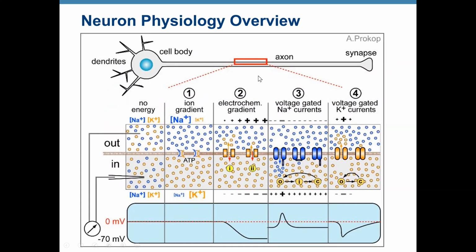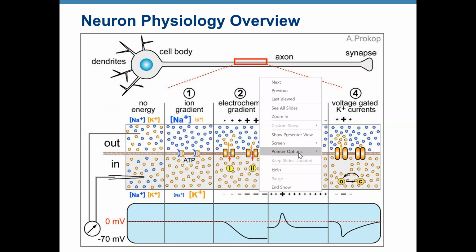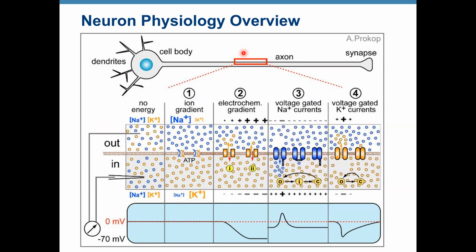Now, here we're looking at part of the axon, and this is inside the axon, and this is outside. If we have the same concentration of sodium and potassium inside and outside, then we don't have energy, right? It's not a battery. So our goal is to make a battery. Our goal is to make it negative inside and positive outside, right?